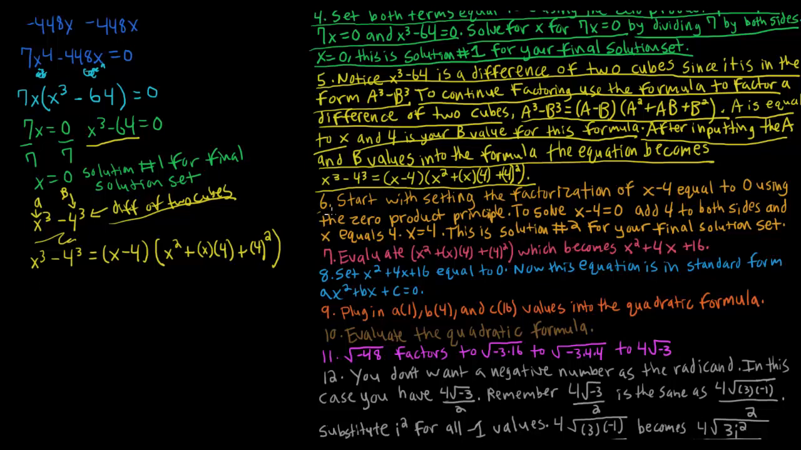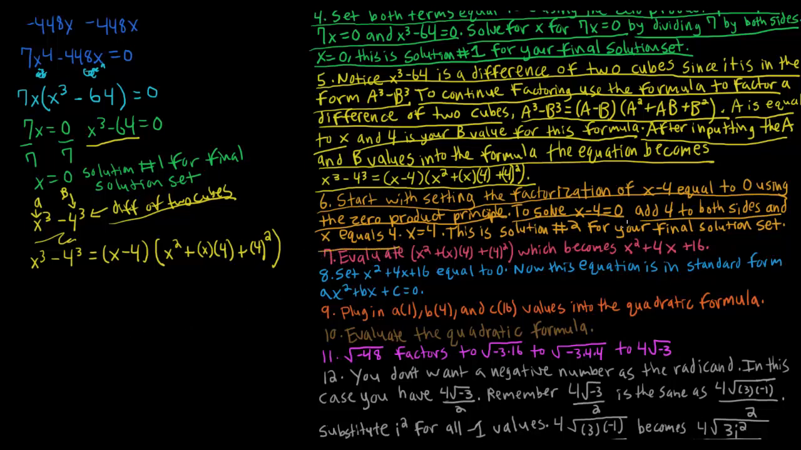And step 6 says start with setting the factorization of x minus 4 equal to 0 using the zero product principle. To solve x minus 4 equals 0, it wants us to add 4 to both sides, and then x will equal 4.